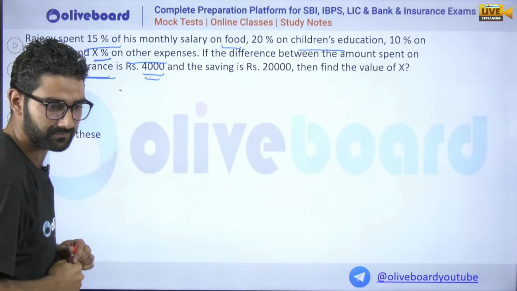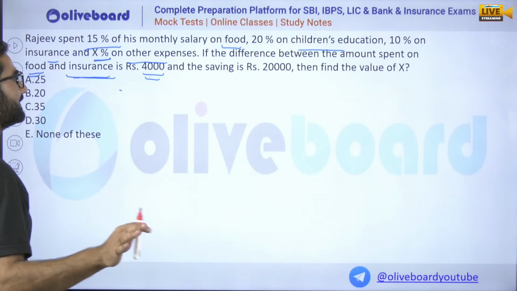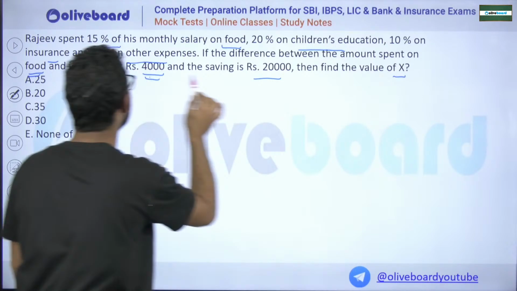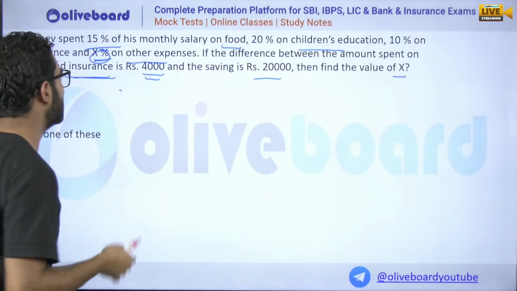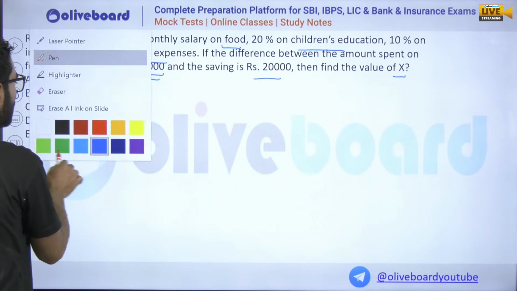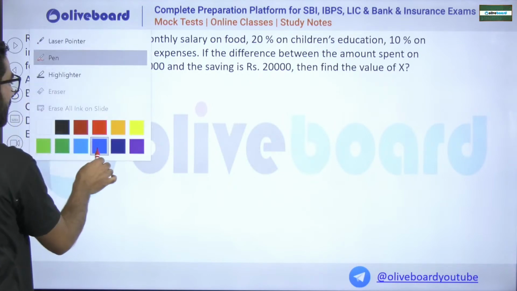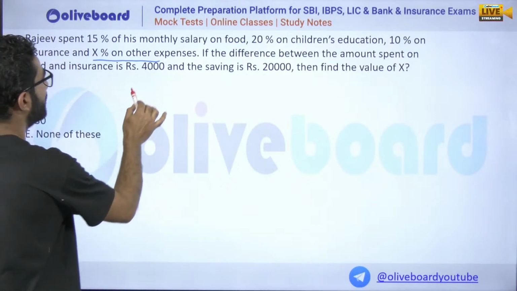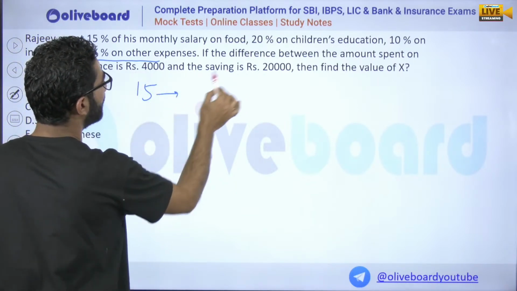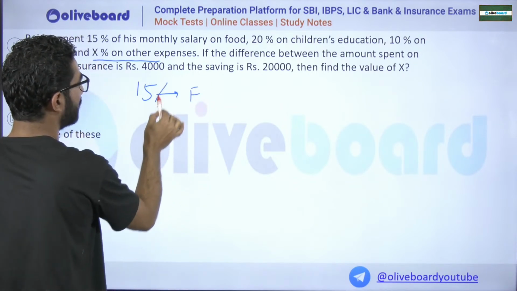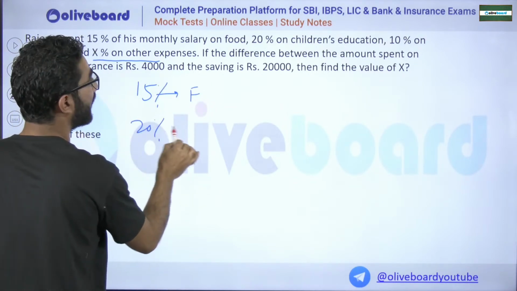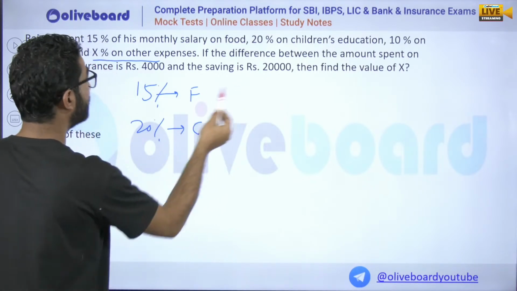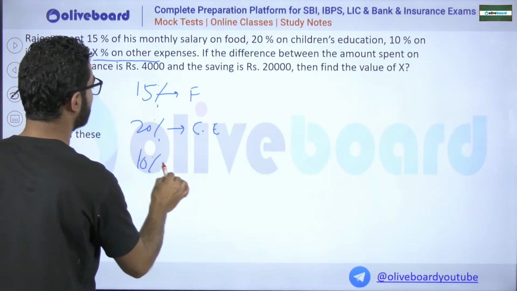Savings is also given as 20,000. Then find the value of X, the percentile value of other expenses. We have to calculate how much Rajiv has spent on other expenses. If you see, 15 percentile was given on food. This is in percentile. And 20 percentile was spent on children's education. Now, 10 percentile on insurance also.